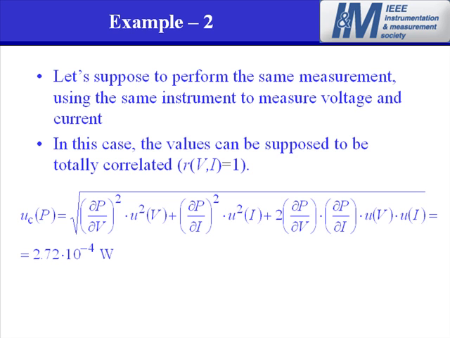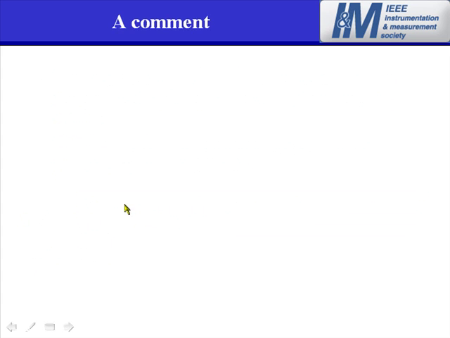We are using the same instrument, so that their correlation coefficient is 1. For the sake of simplicity, let's suppose that the numerical values are the same as those in the previous example. Let's use these values in the combined standard uncertainty formula. Here it is, where the correlation coefficient here is 1. And this time we get a combined standard uncertainty of 272 microwatts. So, as you see, this procedure is relatively easy to apply, at least when the number of quantities involved in the measurement process is not high.